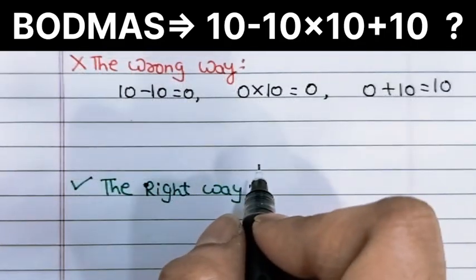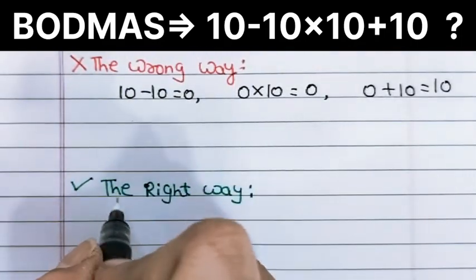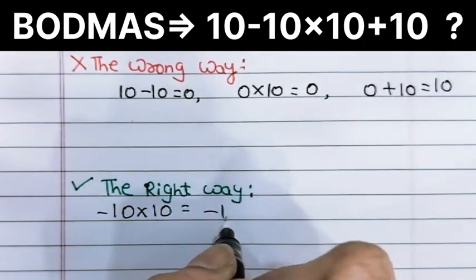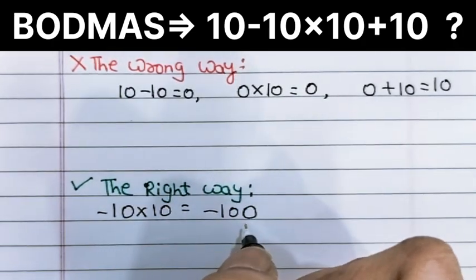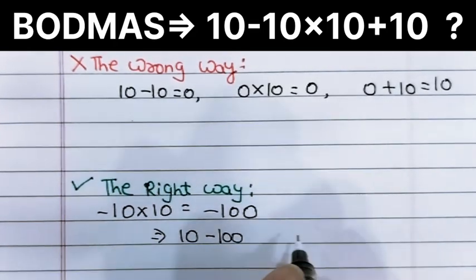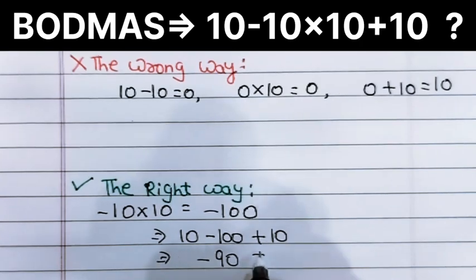So how to solve it in the right way? BODMAS says first you have to multiply. So there will be 10 multiplied by 10, it's minus 100. Now rewrite the equation. So it becomes 10 minus 100 and then plus 10. Now left to right calculations. So 10 minus 100 will become minus 90 plus 10.